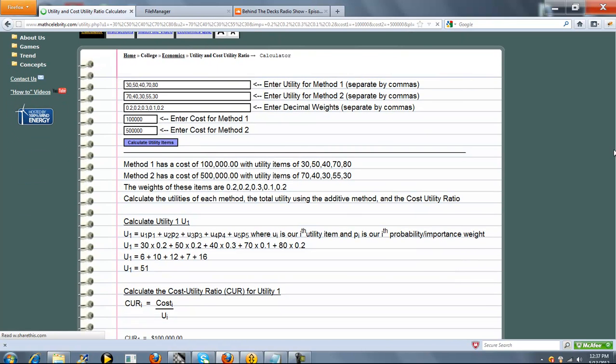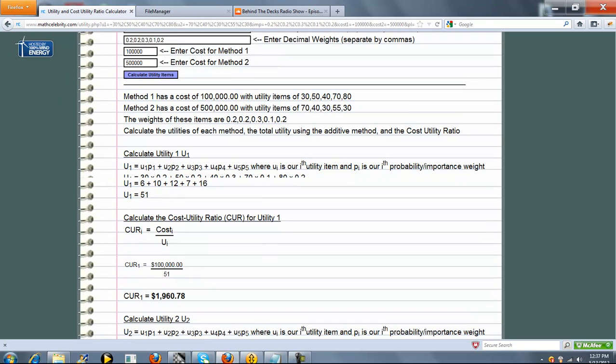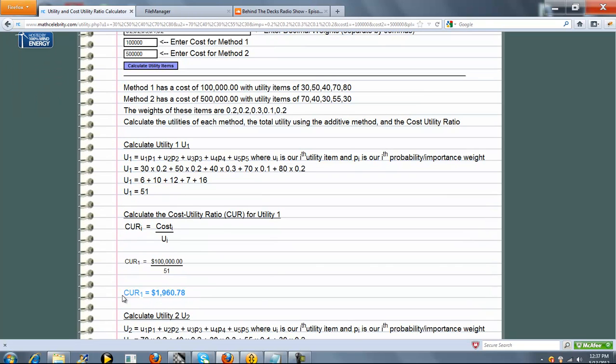Now we've got 5 items. And again, we go through 30, 50, 40, 70, 80, and here's our weights. Multiply by our weights, we get 51. The cost should just be 100,000 over our utility value, and that's this.